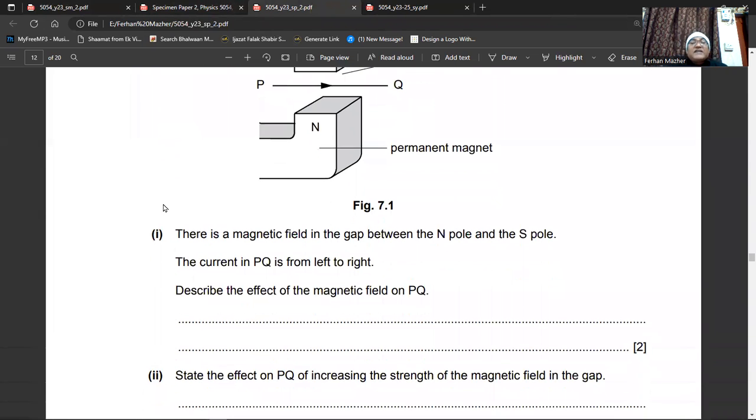Their question is, there is a magnetic field in the gap between the North Pole and the South Pole. The current in the PQ is from left to right. Describe the effect of the magnetic field on the PQ. You see what will happen.